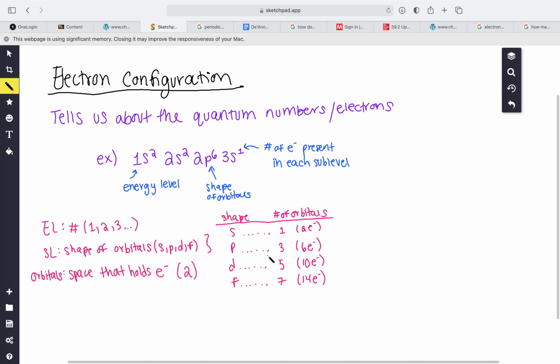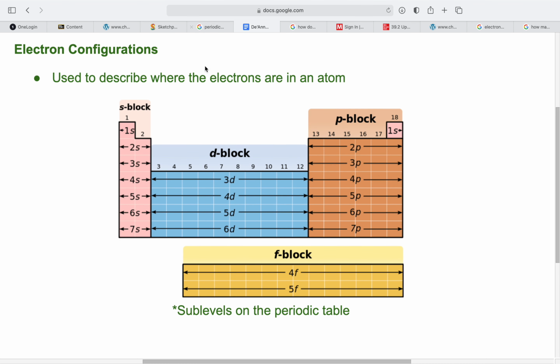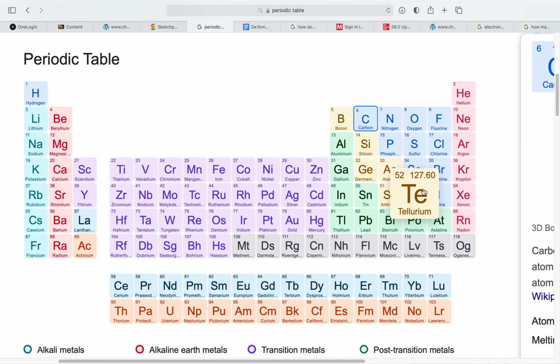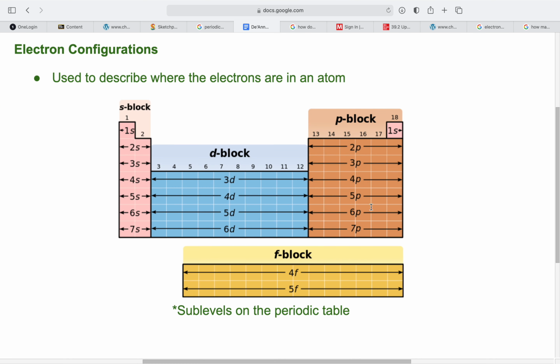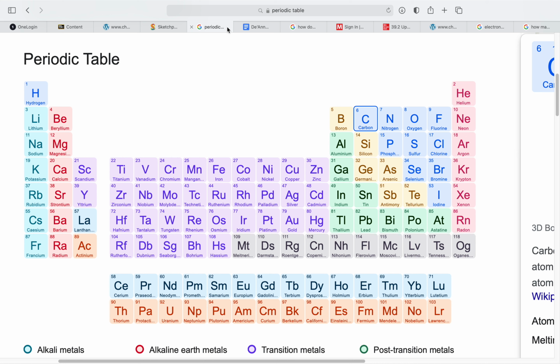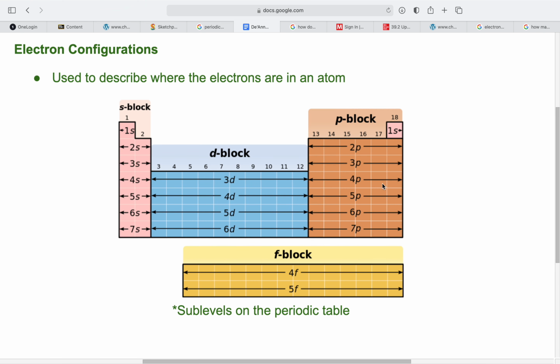Again, this might be a good thing to write down in your notes. So for the S orbital, there's 2 electrons allowed. For the P orbital, there's 6 electrons allowed. In the D orbital, there's 10, and in F, there's 14. So again, I'm going to go back to this picture here. When we're talking about the sublevels, you basically just follow the periodic table. So let's reference this periodic table where we'll do bromine. Bromine's here on the periodic table.